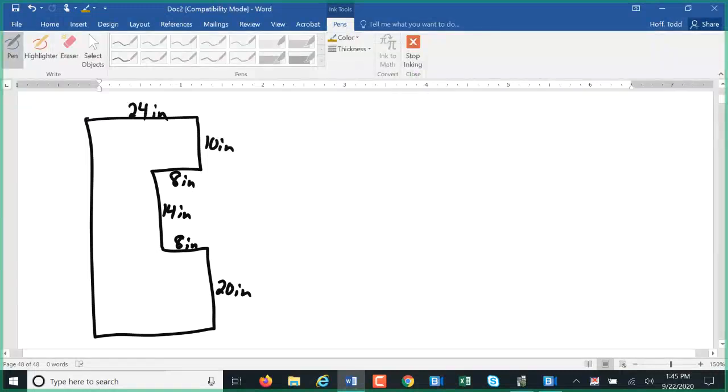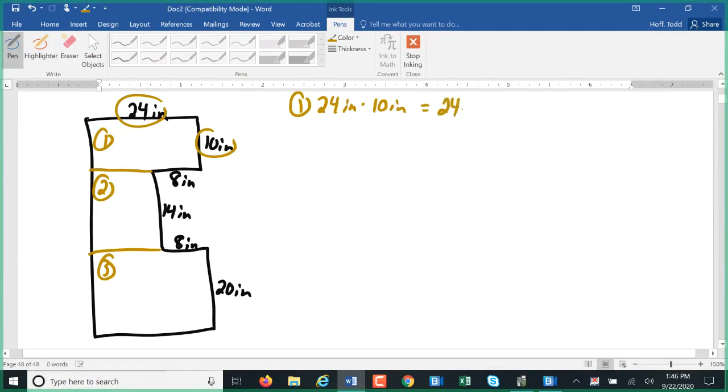Let's do it by cutting into pieces. Now, if I'm going to cut this into pieces, probably easiest to cut it like that. I have 3 rectangular pieces. That first piece is 24 by 10. 24 inches times 10 inches is 240 square inches.